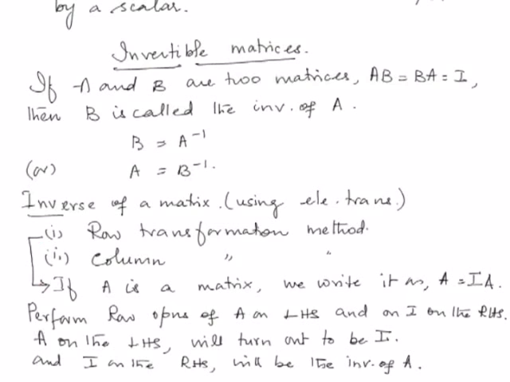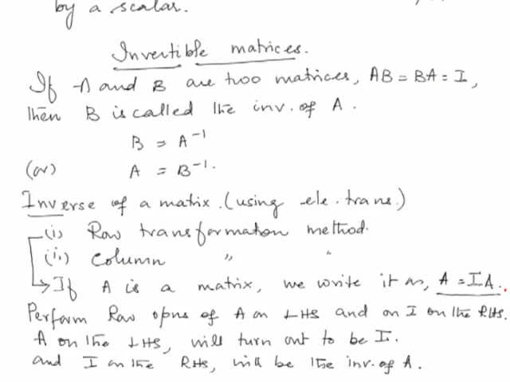What shall we do? The first step is we will write the matrix as A is equal to IA. Now after writing that, we will perform the row operations on A on the left hand side and I which is on the right hand side. So A on the left hand side will turn out to be the identity matrix and I on the right hand side will be the inverse of A. And we will conclude the answer with that.